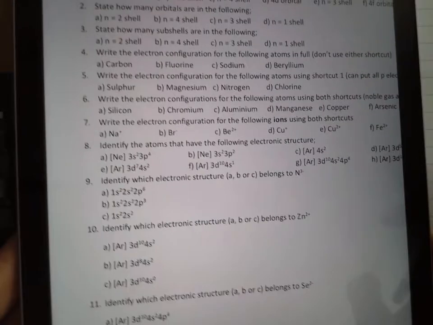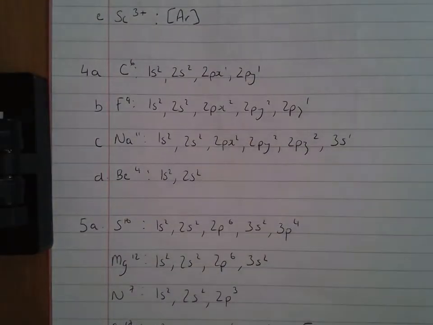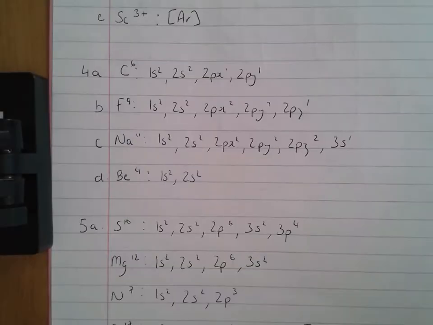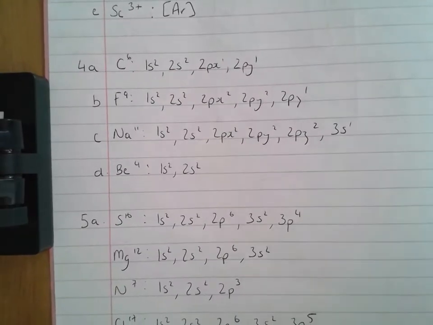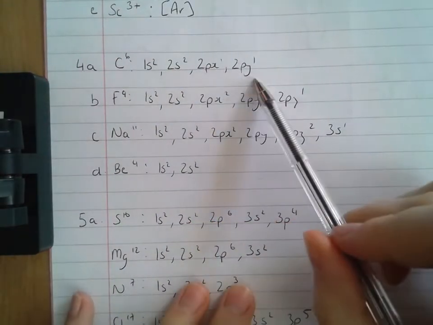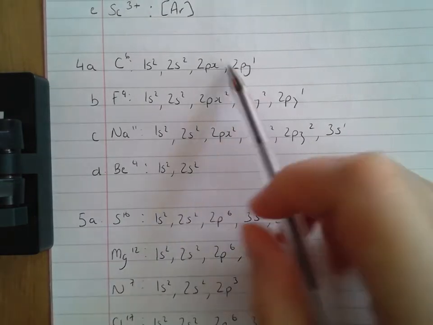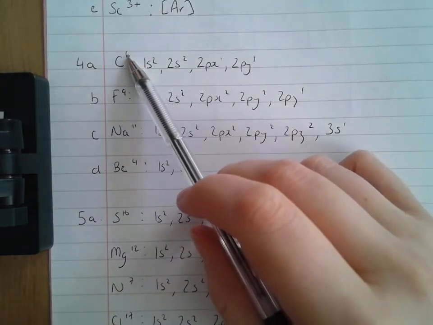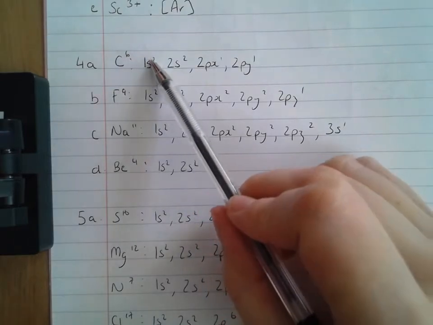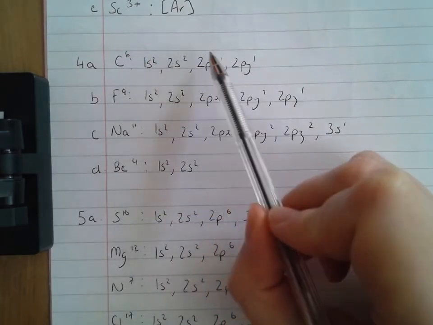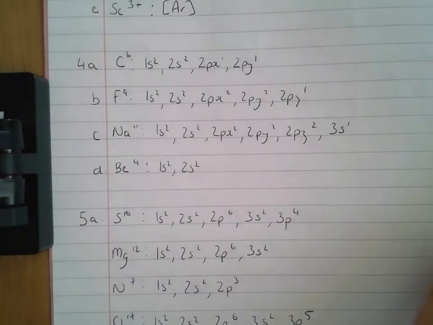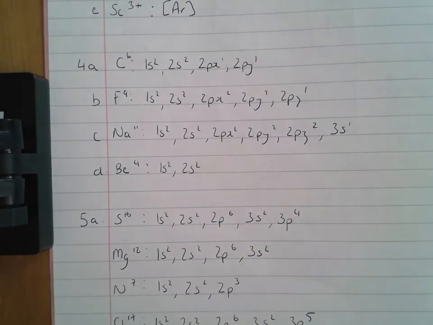Question 4, I've already written out the answer. So you're asked to write the electron configuration using no shortcuts. For the first one, carbon, okay? I've already written it out for you, but I just want to show you some checks that you should do to make sure that you are right, okay? So carbon's got 6 electrons. So the first thing to do is make sure that these numbers add to 6. 2, 4, 5, 6. Okay, the second thing you need to do is make sure that your electron configuration lines up with the periodic table.